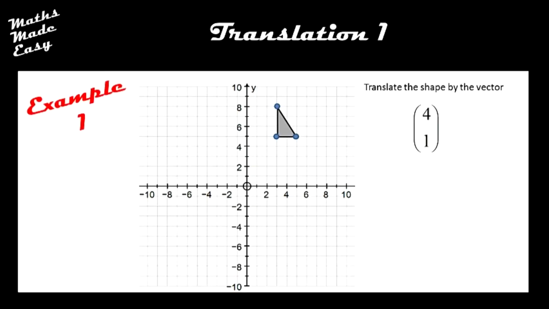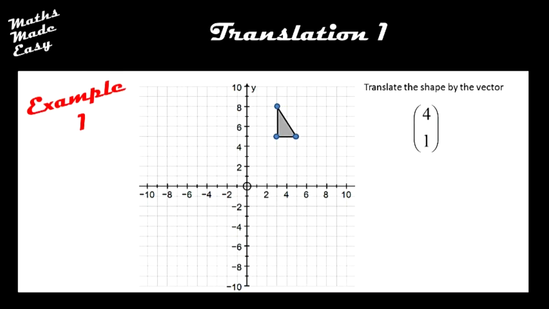So putting these translations into practice, we can actually take a shape and move the entire shape by a vector. So in this example, example number 1, I'm given a triangle and I've highlighted all of the 4 corners of the triangle. Now each one of these corners individually is going to have that vector 4, 1 applied to it, and it's going to mean that it moves and ends up in a new position.